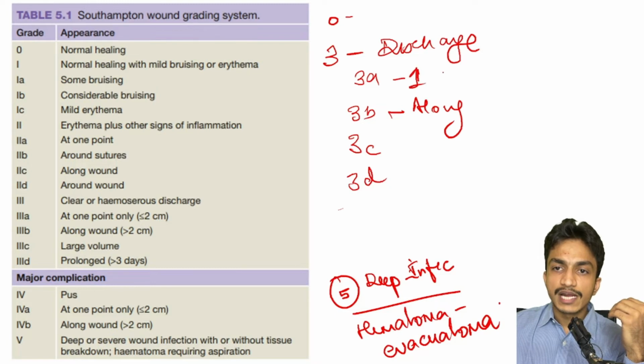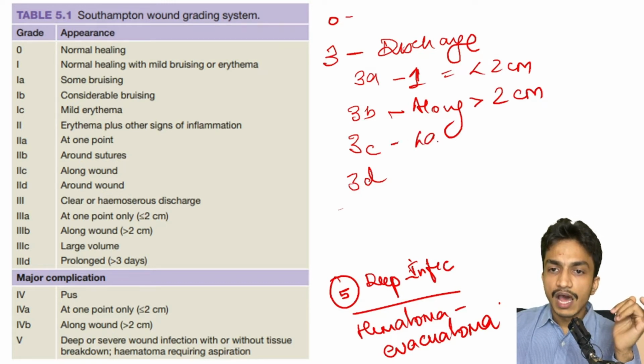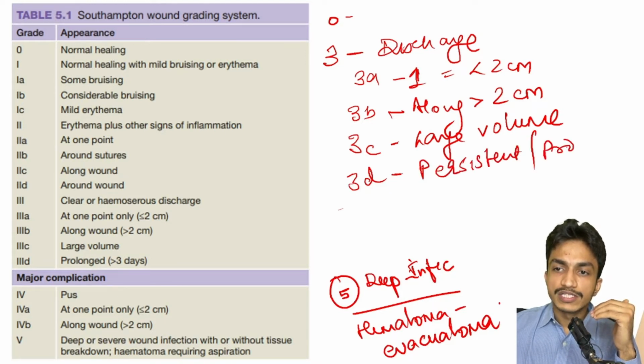At one point, that will be less than 2 centimeter. If you see along the wound that is greater than 2 centimeter, then it will be a large volume. As it is a seropurulent discharge, it will be a large volume. Then it will be persistent or prolonged discharge, that is greater than 3 days.